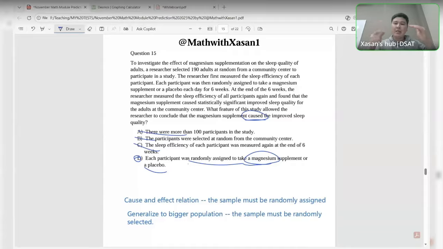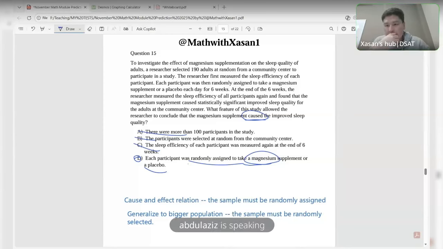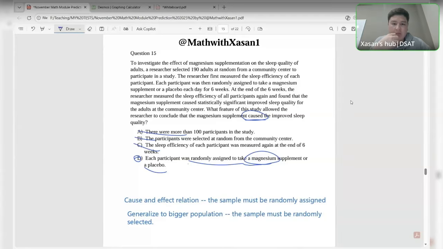So randomly assigning is important to know the effect of the magnesium versus the placebo. For example, you will check those who got the magnesium supplement and those who got the placebo. Then you can do the comparison. Therefore, we need random assignment to check the effect of something. I understood. Thank you. Yeah, I hope you understood.